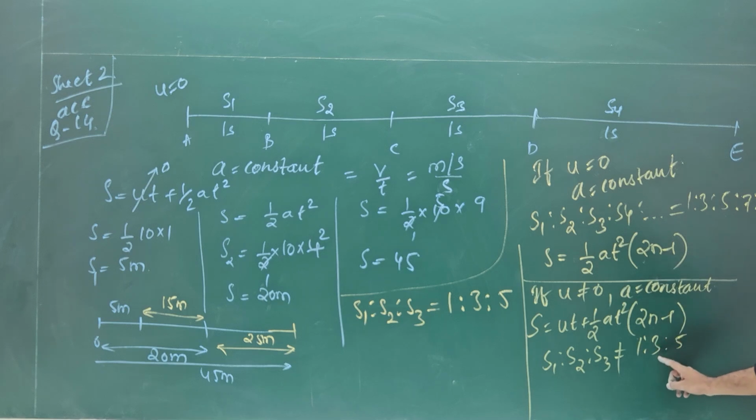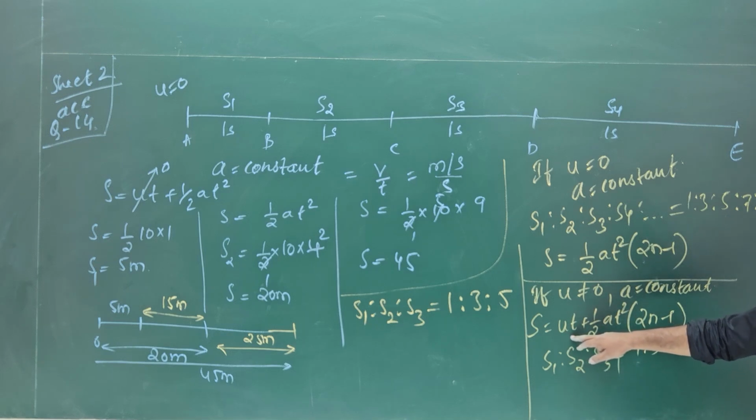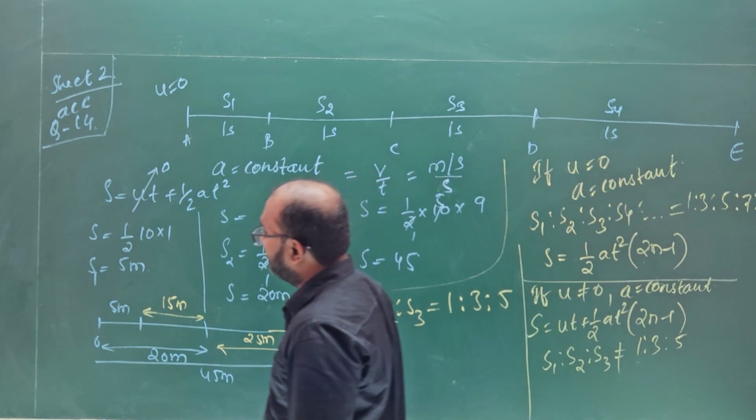So 1 is to 3 is to 5 is to 7 is to 9 and so on is only applicable if initial velocity is 0 and acceleration must and should be constant. Got my point? And if u is not 0 but a is constant, then we can substitute like this, but all you need to do is substitute ut here. Okay, let us try to understand with an example.